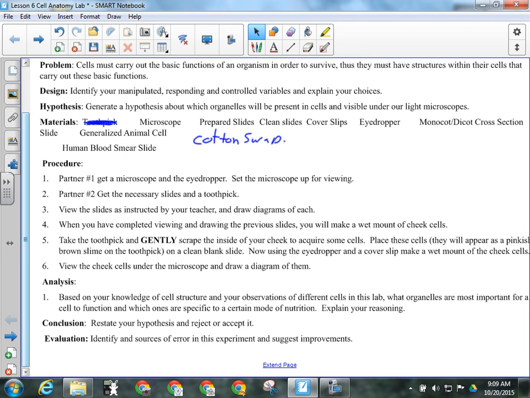Then your conclusion: restate your hypothesis, accept or reject it, and in that explanation, make sure you talk about what you saw. If you saw all the things that you predicted, then you can say you're right. If you saw some of them and not others, you can say you're partially right. But make sure you explain that. And then sources of error, and suggest improvements. I would say similar to your microscopy lab. Questions before we head across to the biolab?